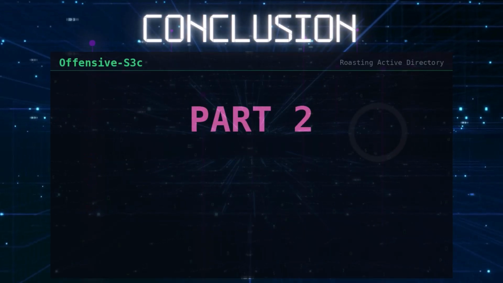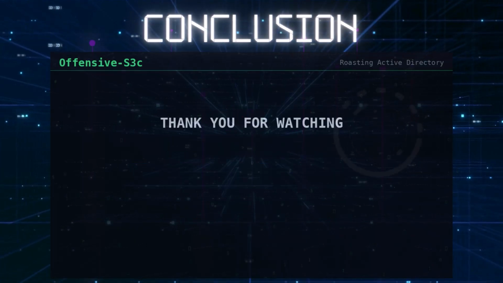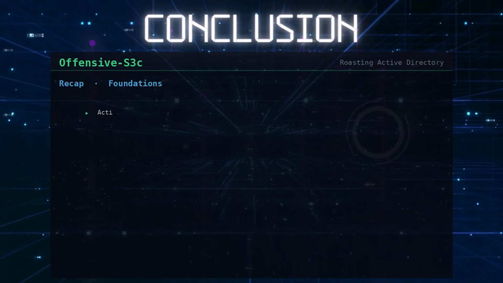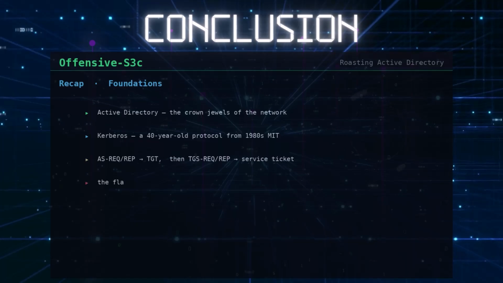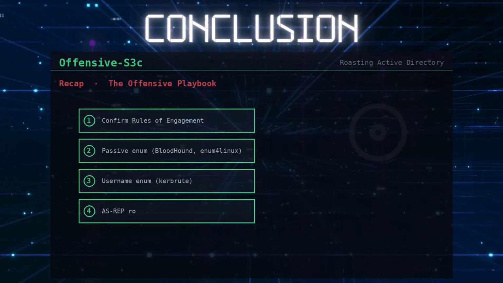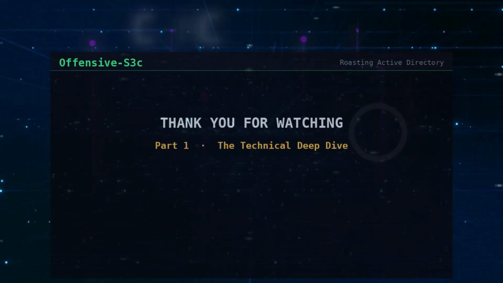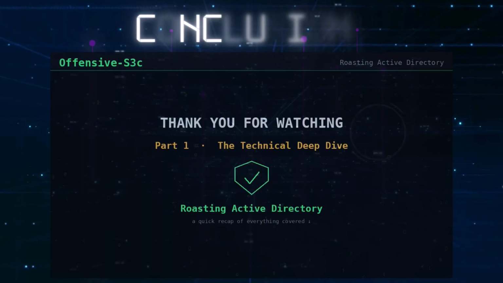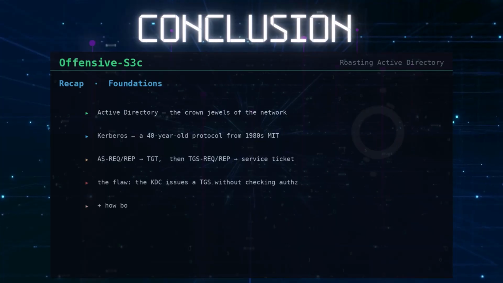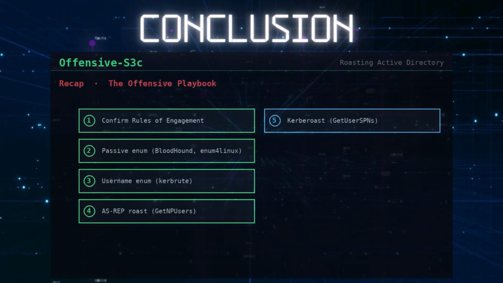I walked through the Kerberos authentication flows step by step: the AS request and AS response exchange that issues a ticket granting ticket, the ticket granting service request and response exchange, where any authenticated domain user can request a service ticket for any SPN registered service, and the critical design flaw that enables everything. The KDC issues those service tickets without verifying whether the requesting user actually has permission to access the service. I also went over the history of how the two methods were discovered.